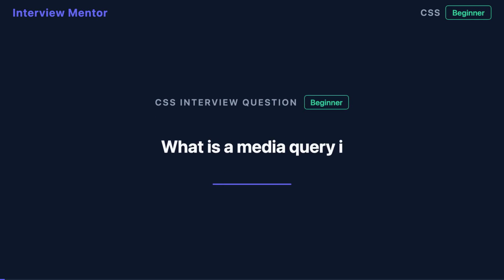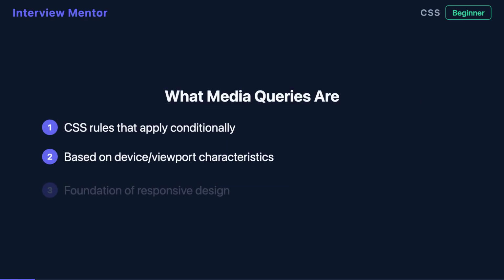Ever wonder how websites magically adapt to your phone screen versus your desktop monitor? That's media queries at work. A media query is a CSS rule that applies styles conditionally based on device or viewport characteristics.